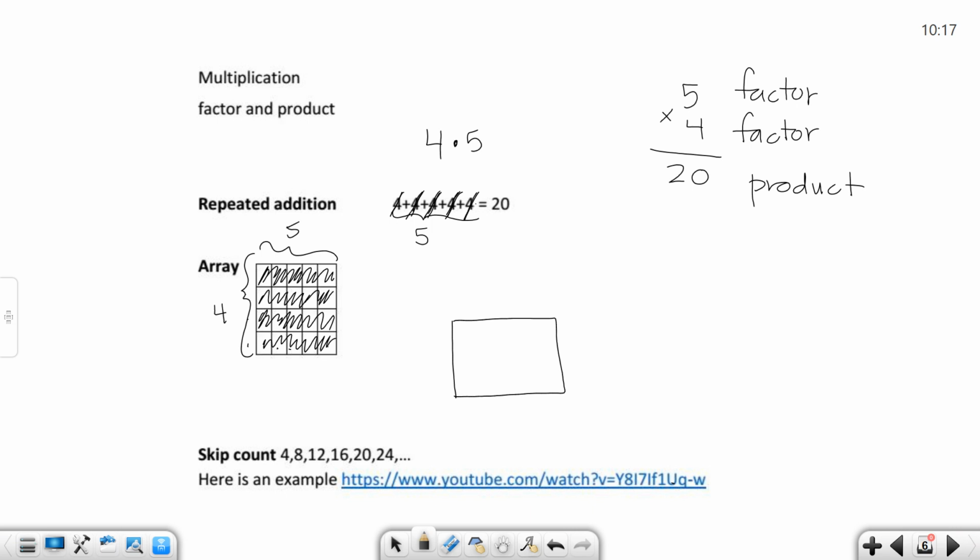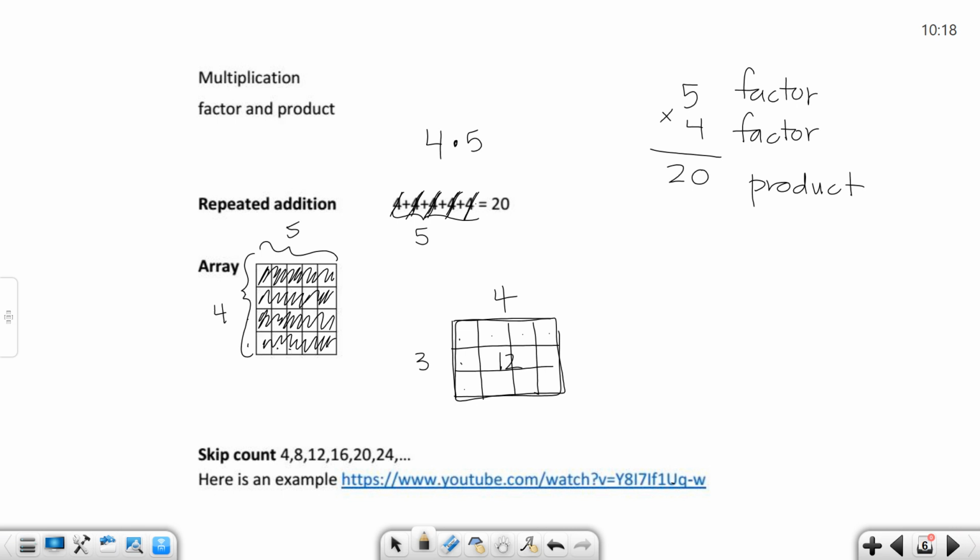So if we were going to do 3 times 4, I need to color 3 lines this way, color 4 lines this way. So I have 1, 2, 3 lines going this way, 1, 2, 3, 4 lines going this way, and if I color all of that in, I'm going to get 12 boxes. So that's a way that you can show them.